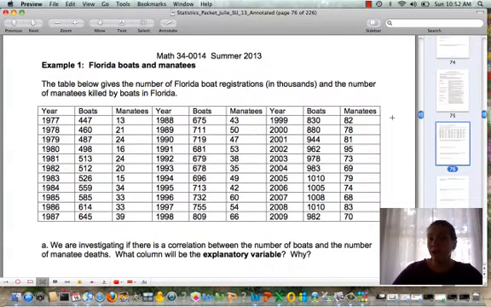So this table in Example 1 gives the number of Florida boat registrations over here in the boats column in thousands, and the number of manatees killed by boats in Florida over here in the manatees column. We also have the year column that corresponds with each of these events. So the years help us organize this information, but we won't need to use it to find our regression equation.